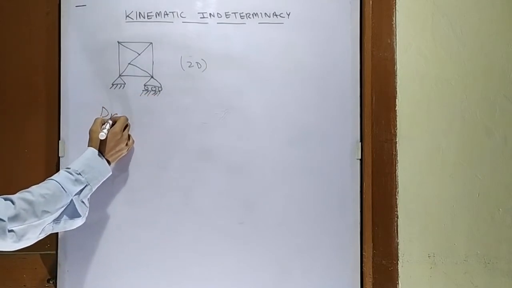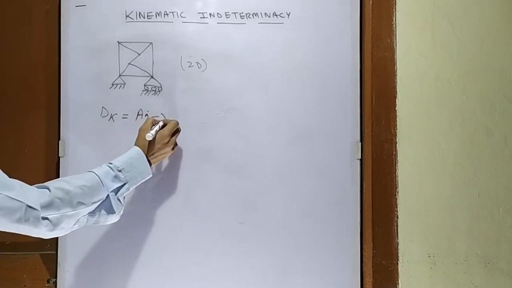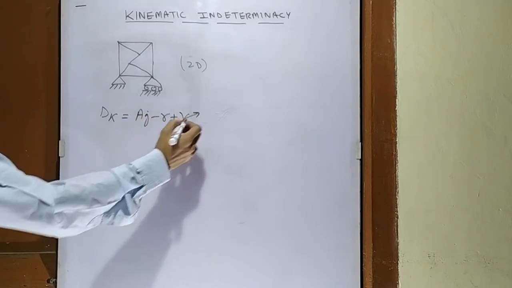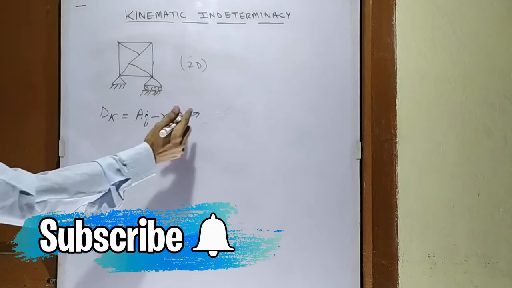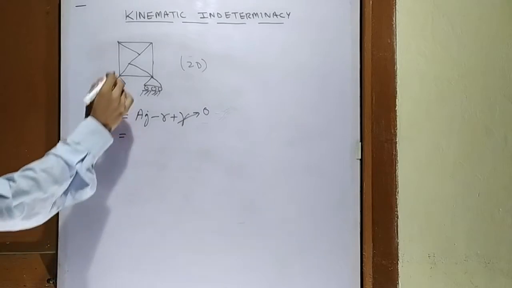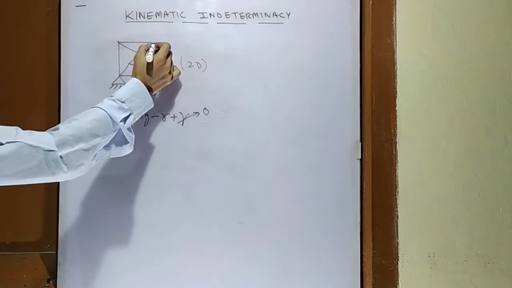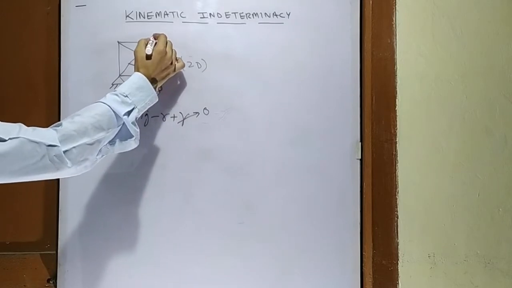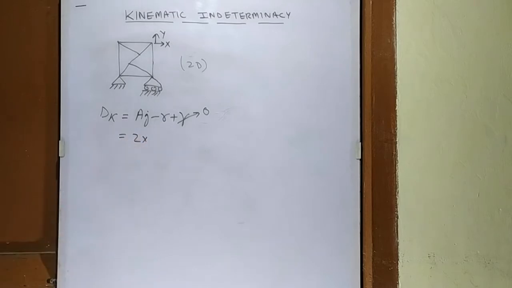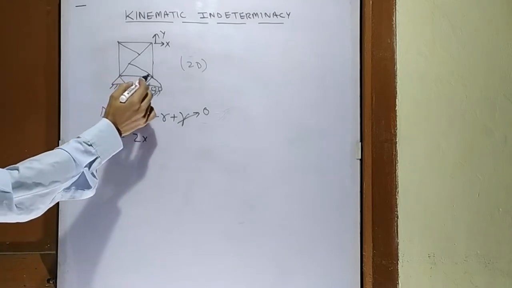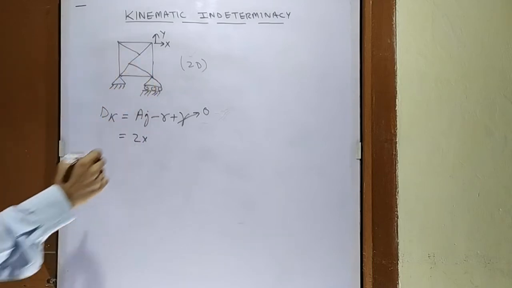So what was our formula for finding the degree of kinematic indeterminacy? The formula was Dk is equal to Aj minus r plus gamma, because we can see that this structure doesn't have any release, any internal hinge, or any guided roller, so the gamma will be 0. And this is a pin jointed structure, so the maximum degree of freedom at each joint will be 2, delta x and motion in y direction. And what is the number of joints in this structure? 1, 2, 3, 4, 5, 6. So 6 joints are there in this structure.